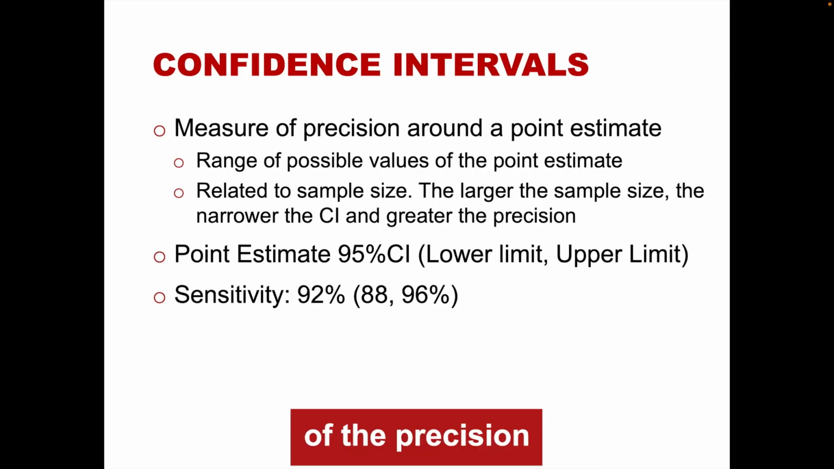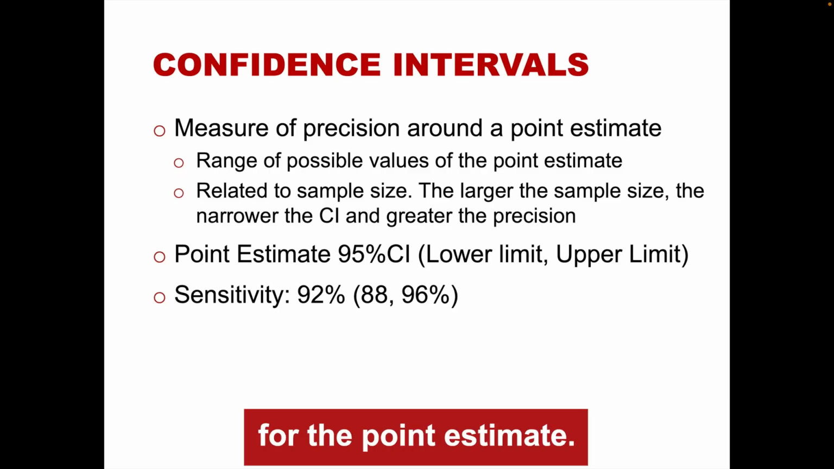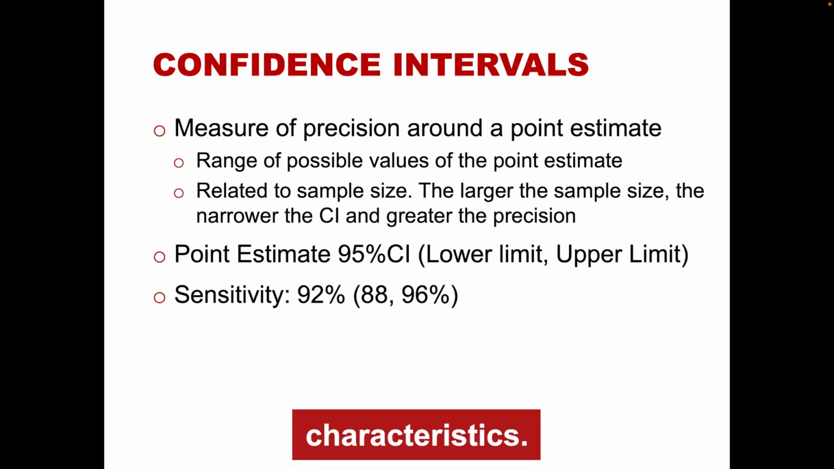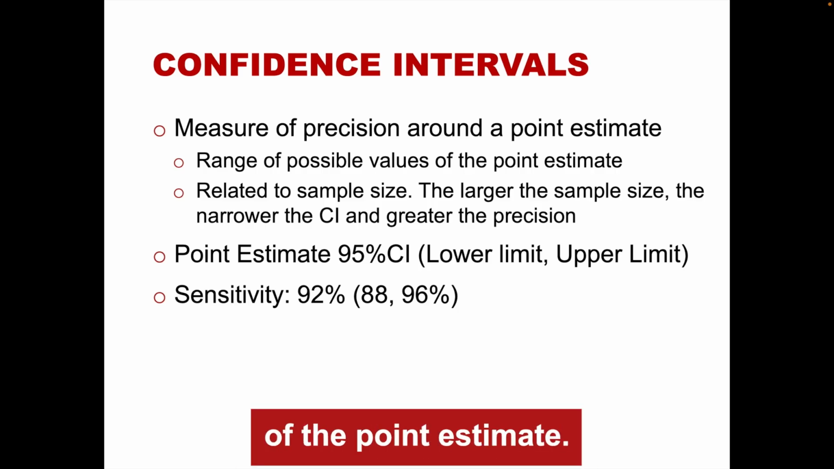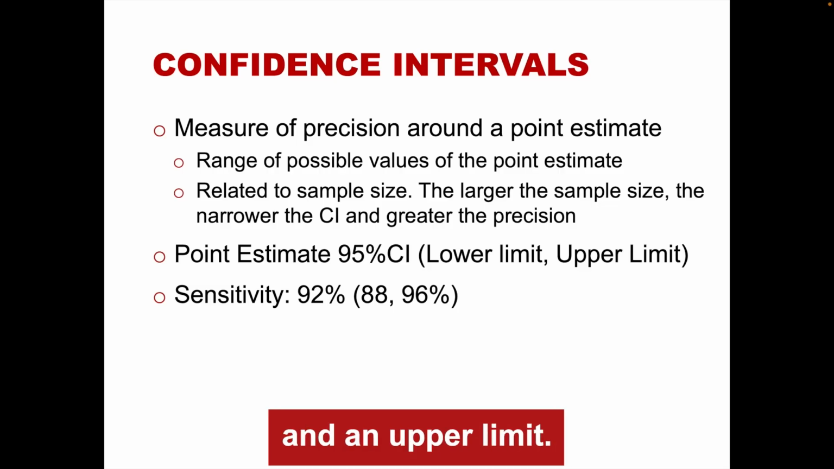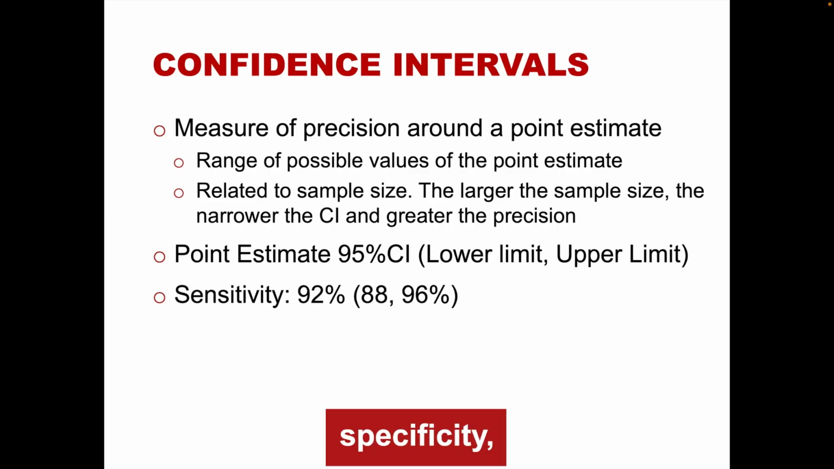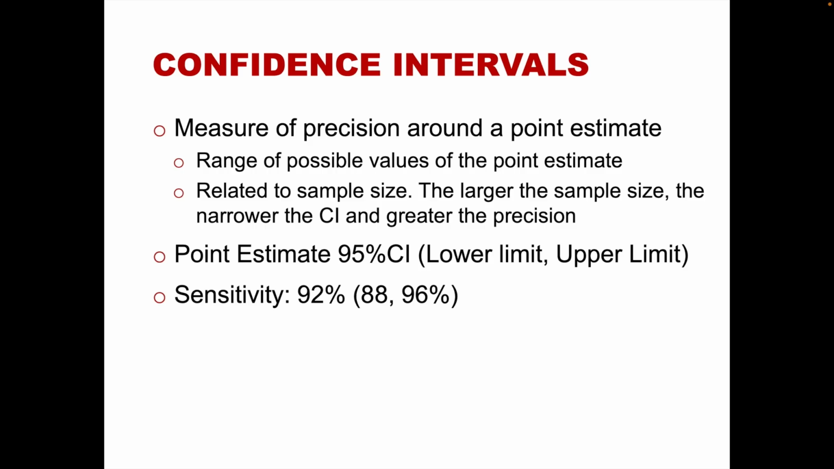Confidence intervals are a measure of the precision around a point estimate. They can be thought of as a range of possible values for the point estimate. In this case, the point estimates are the test characteristics. Confidence intervals are related to sample size. The larger the sample size, the narrower the confidence interval and the greater precision of the point estimate. Confidence intervals are typically expressed as the point estimate with a 95% confidence interval with a lower limit and an upper limit. There is 95% confidence that the point estimate will fall between the upper and lower limit of the confidence interval. Note that the upper limit of the confidence interval for sensitivity, specificity, and predictive values cannot exceed 100%.